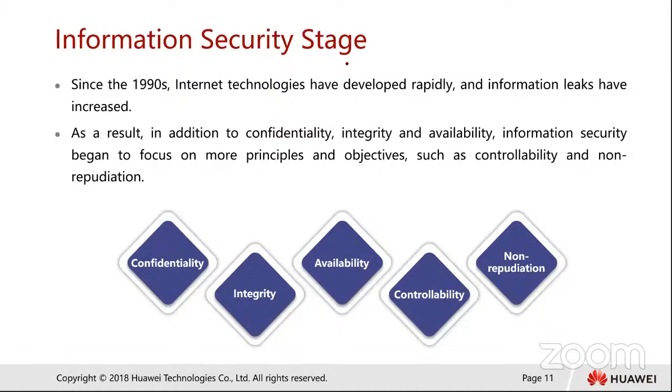Let us look at the information security stage. In the 1990s, internet technologies developed rapidly and information leaks increased. You all agree. We are seeing people battling every single day that their notes have leaked, that their pictures have leaked, that their emails have leaked, that confidential information has leaked. Even before a communication comes through, people already have documents from the State House, what cabinet has decided, isn't it? Because internet technology has grown and almost everyone is connected. And so if people are not aware or not well informed about information security, then information leaks are inevitable.